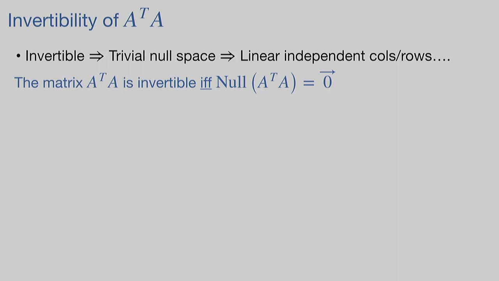So let's look at the invertibility of A transpose A. Remember, invertible means that it has a trivial null space. It means linearly independent columns and rows. It means a lot of things: eigenvalue is not equal to 0, the determinant is not 0. Lots of stuff it means. And here's the theorem.